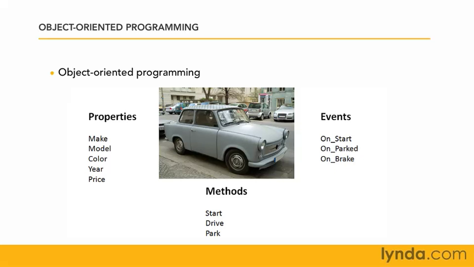Descriptive items are called properties. For a car, you could have properties that store the car's manufacturer, model, year, color, and price. Actions you can perform with the car are called methods and are described using verbs. For example, you can drive a car, park a car, or wash a car.